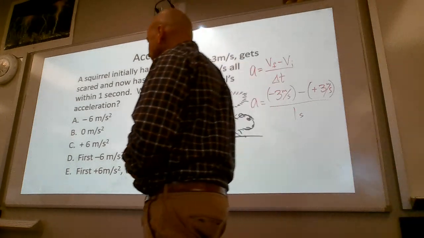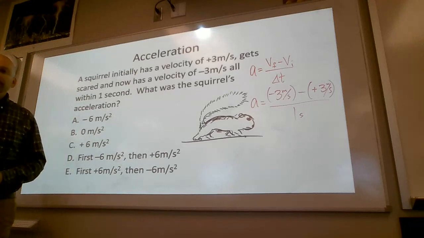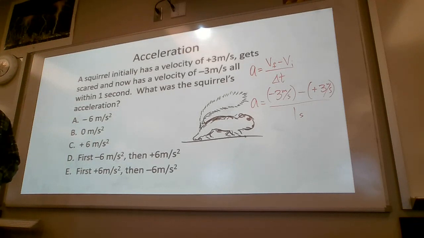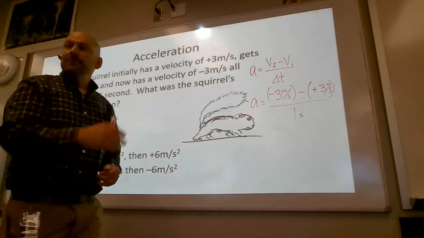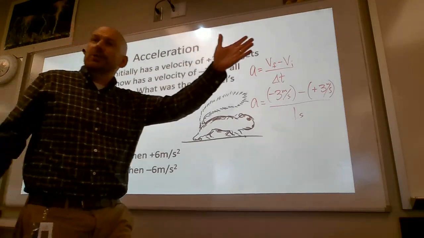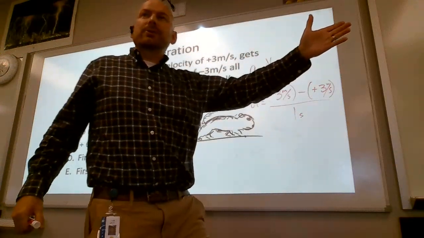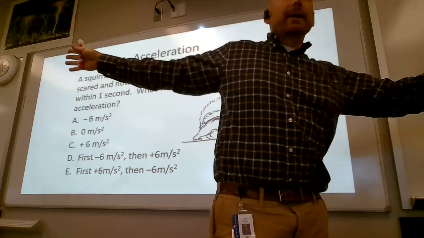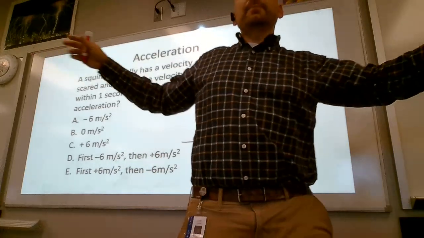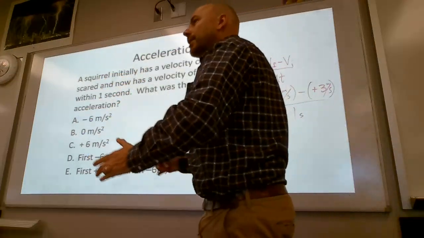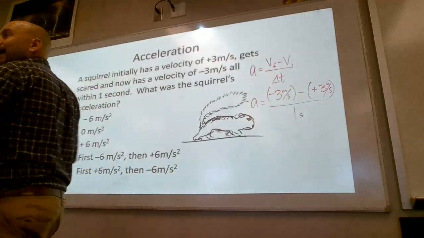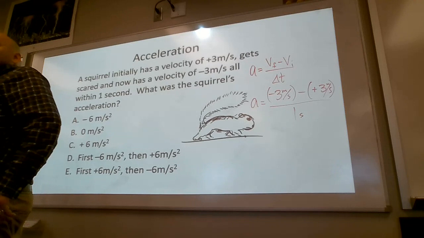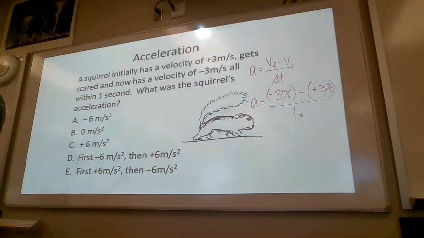Conceptually, here's the idea. The squirrel is initially going in the positive direction, and it's going to slow down. So if you're slowing down in the positive direction, what's the sign of acceleration? Negative. Stops, turns around, and now speeds back up in the negative direction. Therefore, the sign of acceleration is still negative. Good?